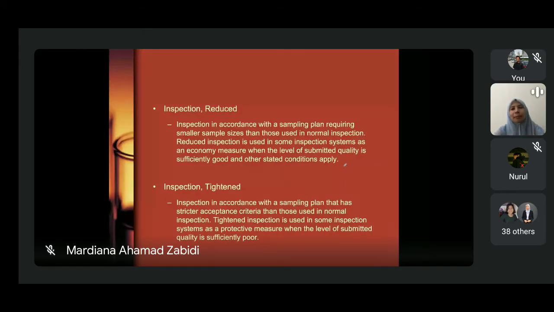So we will check their performance, whether they all deliver good quality raw material all the time, or there is some hiccup. Hiccup means there's some problem during that year for the delivery of the raw material. Okay, so if throughout the year they give us very good quality raw material, big industry will also perform this kind of inspection.